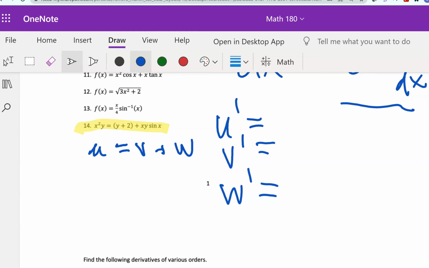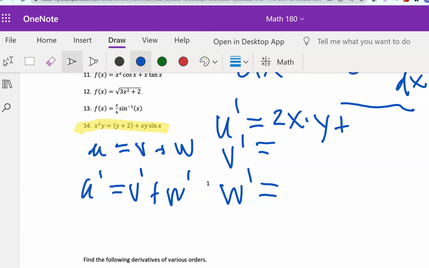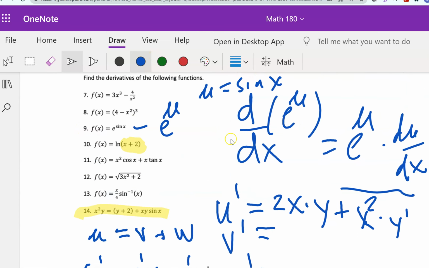That had been posted already. But then you just find them separately, and then you go ahead, right? Because then I need to find u prime equals v prime plus w prime. And in the end, we're trying to find y prime, but that will pop out. So like on the first one, it turns out to be 2x times y plus, if we're using for u the x squared y, and then it would be x squared times y prime. And so then you start substituting those in. So keep that in mind. I think that was really excellent work that was shown for you guys.